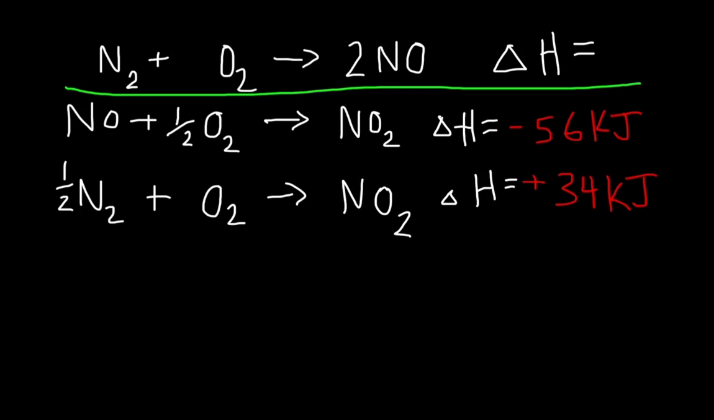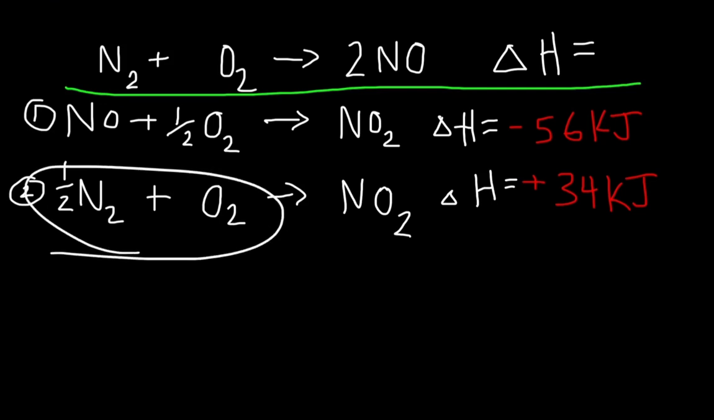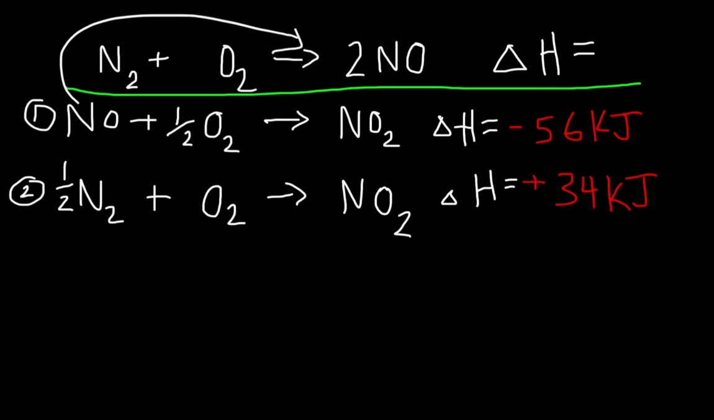Now I'll just label the reactions here. This is reaction 1, reaction 2. To begin, the best way is to try to pick a reactant that's unique. For example, in reaction 1, NO is unique. Notice that it doesn't show up in reaction 2. It's unique, so we can use that. And now we need to somehow rearrange so we can get something like this.